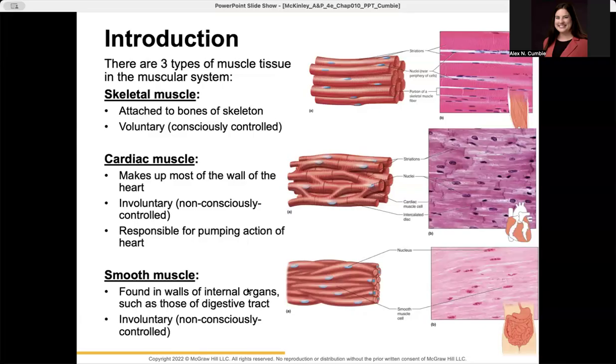This is found on the walls of internal organs, as well as blood vessels, parts of the eye, other areas. The example we give here is the digestive tract that you can see in this picture. And again, smooth muscle, similar to cardiac muscle, the cells work differently, but they are nonetheless involuntary, so under non-conscious control from the control centers of our brain and spinal cord.